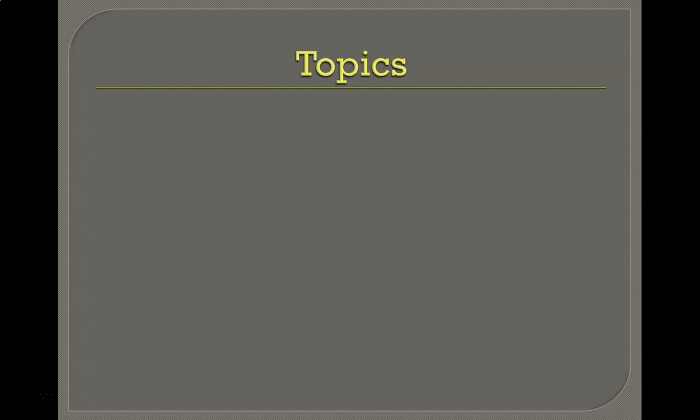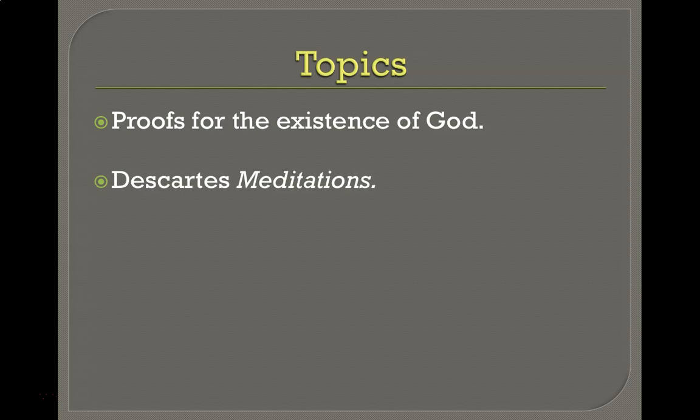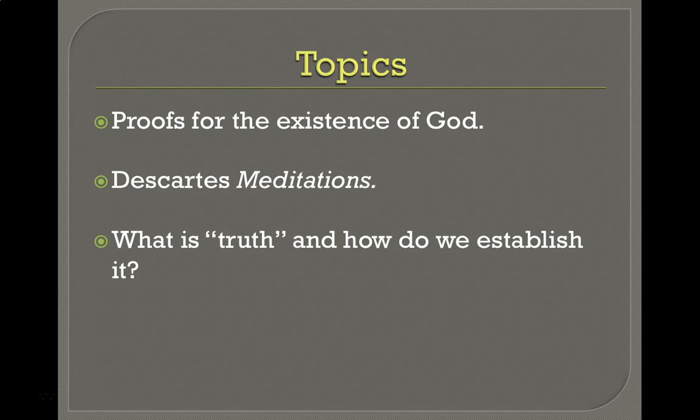Okay, now I'm going to quickly go over the topics we're going to cover in class. We're going to begin by looking at proofs for the existence of God. Then we're going to spend a couple of weeks reading Descartes' Meditations, which is a classic book from the history of philosophy, very excellent and fun to read. And then we're going to consider the question, what is truth? And how is it that we establish truth?